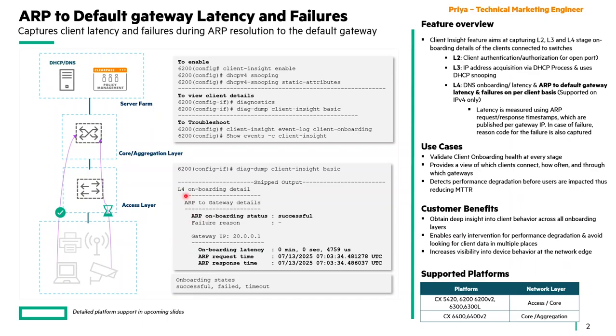As a part of L4 onboarding, you will see ARP to gateway details, and whether it's successful, failure, or timed out, and you will also see the gateway IP, the gateway through which the client comes into the network. So that's the gateway IP here, that's the default gateway, along with the onboarding latency. Here it's 4759 microseconds, and the request and the response time. That is the ARP request and the response time as well. So as I already highlighted, we have three different states: successful, failed, and timed out here. So let's move on to the next slide.